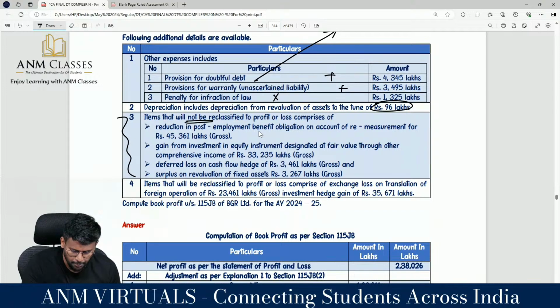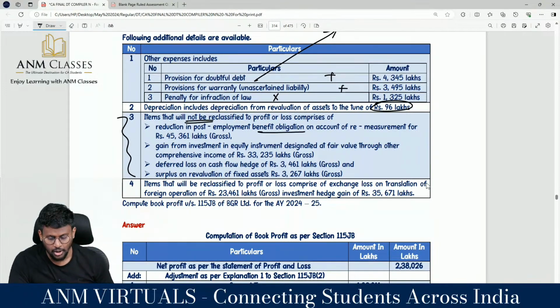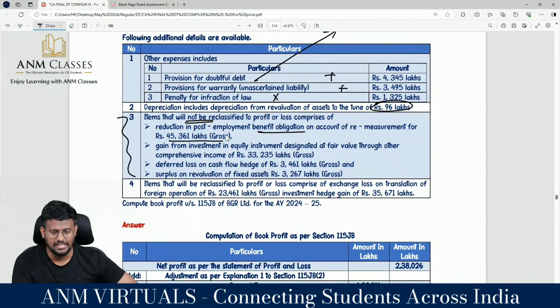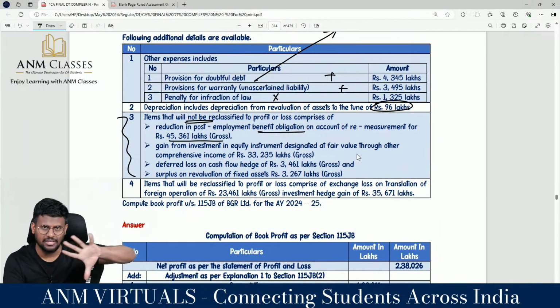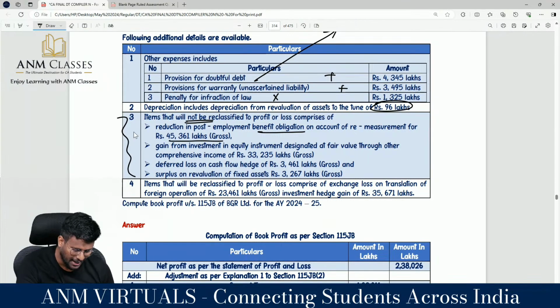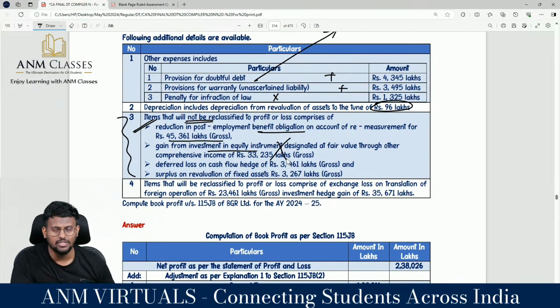A reduction in post-employment benefit obligation on account of remeasurement of 4,345,361 lakhs. We have already studied this at the time of taxation. With regard to the reduction in post-employment benefits, you have to adjust every year. Gain from investment in equity instruments designated at fair value through OCI. Sir, you are not supposed to adjust this now, even though it is an item that will not be reclassified to P&L, because the time of taxation is the year of disposal.